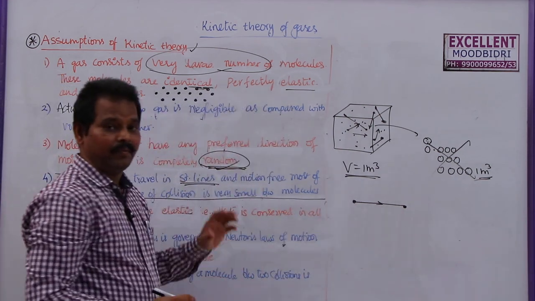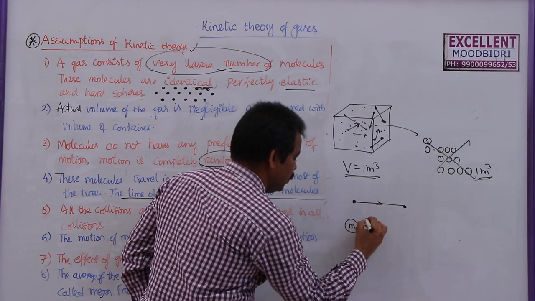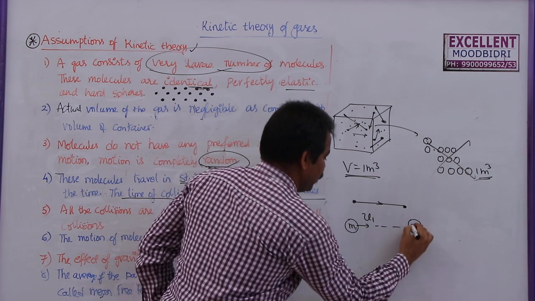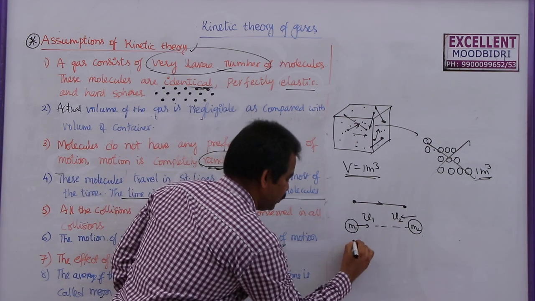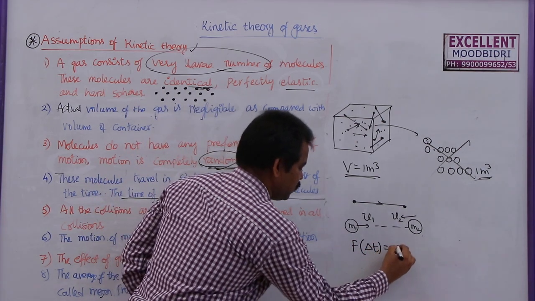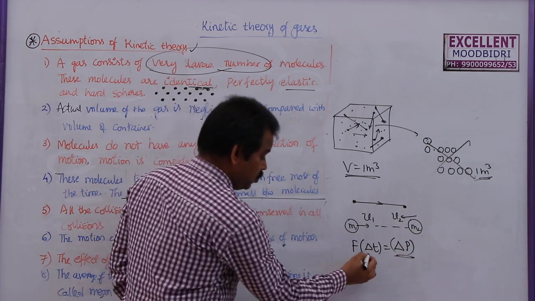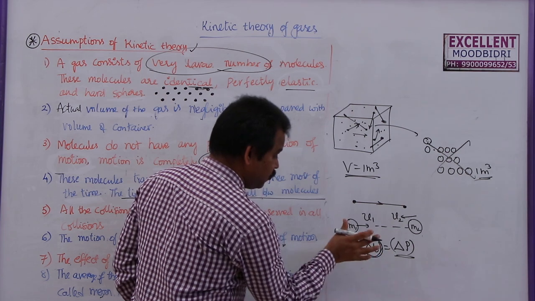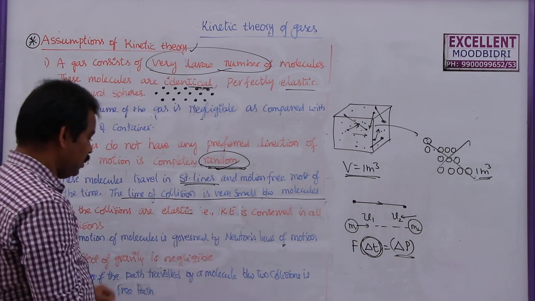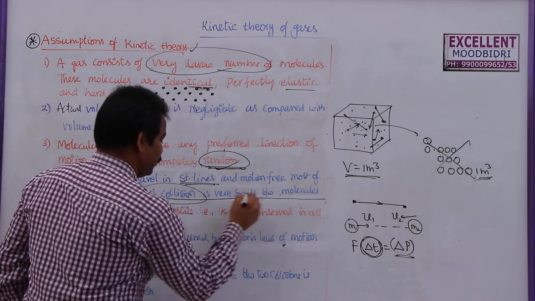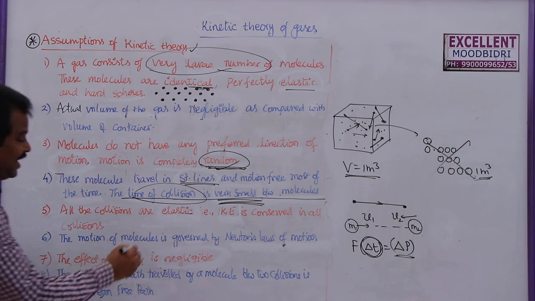In mechanics, take a body of mass m1 moving with a velocity u1, colliding with a particle m2 moving with a velocity u2. There the rate of change of momentum is equal to force, or the impulse is given by the change in momentum. So this is the time of collision. We can calculate this one, we will get some value, and this value is also very small. But here the time of collision is very small.